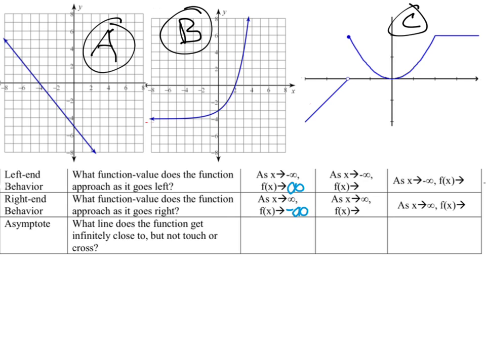Alright, let's look at this exponential one, graph B. Remember, this is decreasing, decreasing, decreasing, but it never actually hits this line here, which that y value is negative 4. So actually on the left side, it is approaching a height of negative 4. And on the right side, it's going up forever, so I put positive infinity.